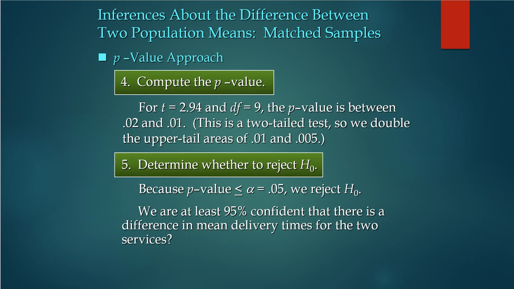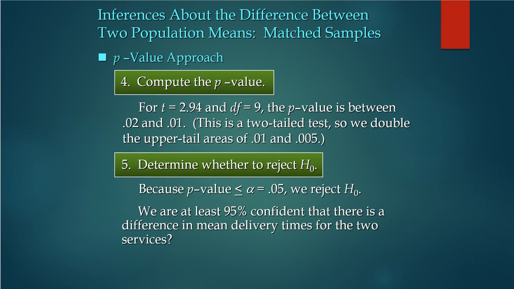We can go to any table and look that up, and we can determine that a t-value of 2.94 with 9 degrees of freedom has a p-value between 0.02 and 0.01. This is a two-tailed test, so we would simply double that in the upper tails. And again, in essence, because the p-value is less than our alpha, we can reject the null hypothesis that there is no difference, and we can determine that there is a difference in the service time between these two companies.